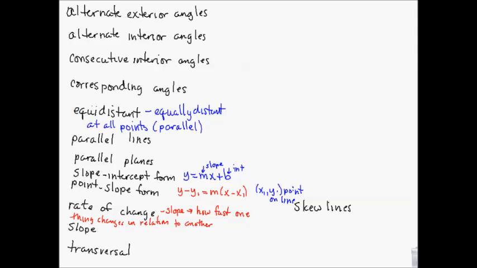Okay. A transversal occurs when I have two lines. The transversal is a line that intersects both lines. Well, it intersects two or more lines. So this line here would be the transversal because it's intersecting the other two lines. And the transversal is what creates all of these.